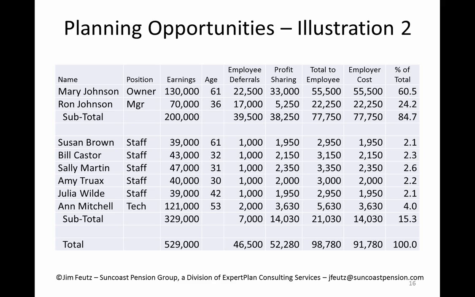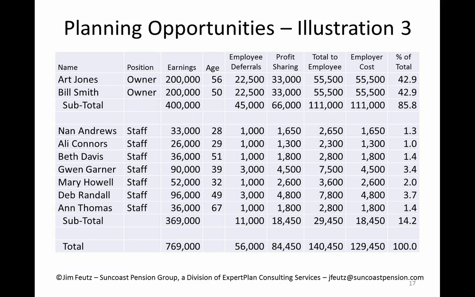Oftentimes you have two owners of different ages, as shown in illustration 3 on slide 17. We've got Art Jones and Bill Smith. They're both at least age 50, and they both want to get $55,500. And they can do that, and by having a regular 401k, if they just had the plain vanilla 401k, the staff cost would be 13.9% of pay, or over $51,000.